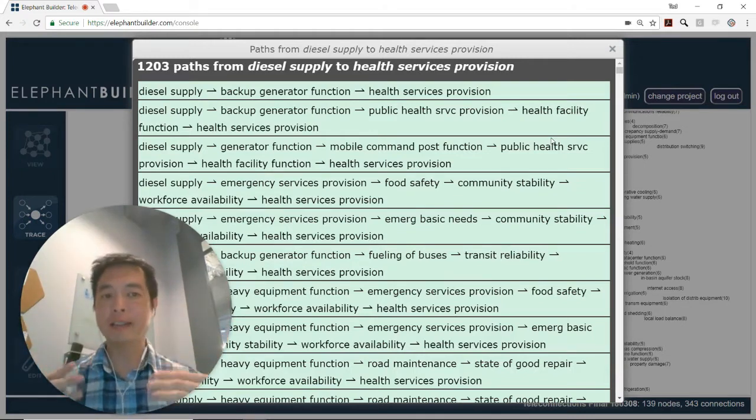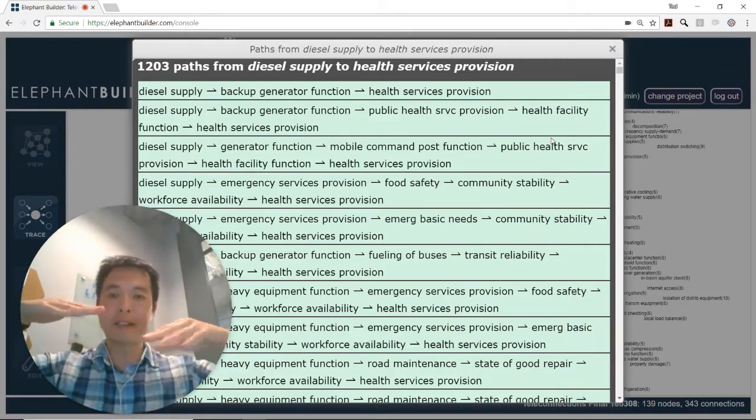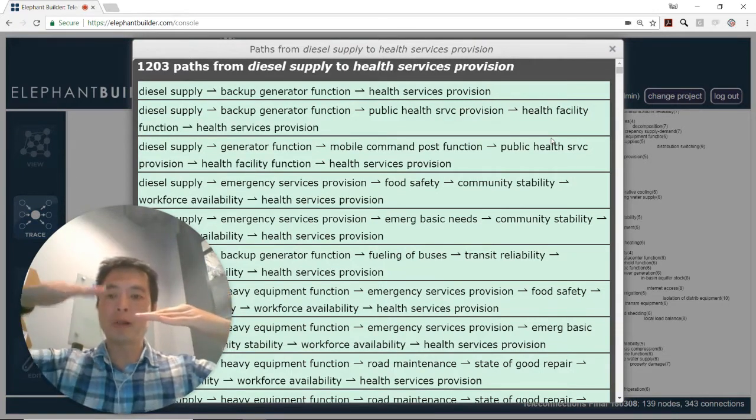If I were to look at, say, I'm going to guess that diesel supply and crime are oppositely related, then the paths would be presented in red or pink. That if I have more diesel supply, then I have less crime, then that represents an opposite direction connection.